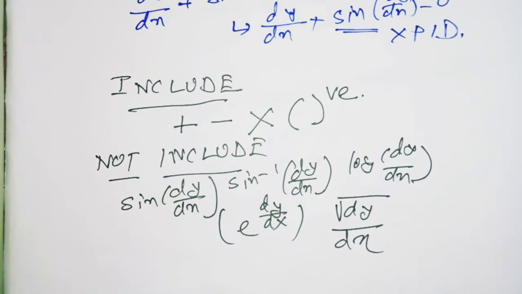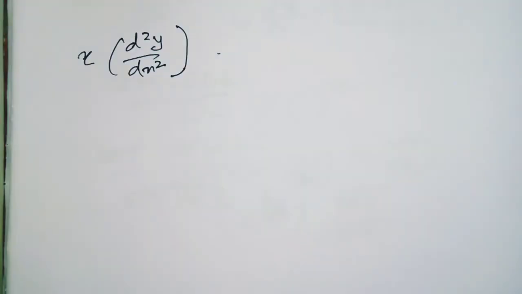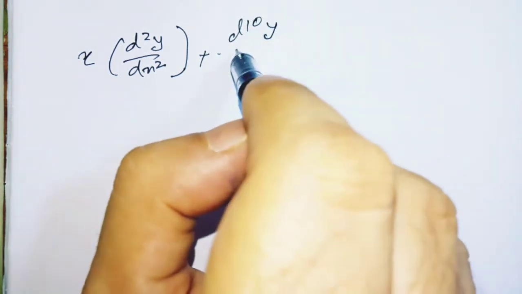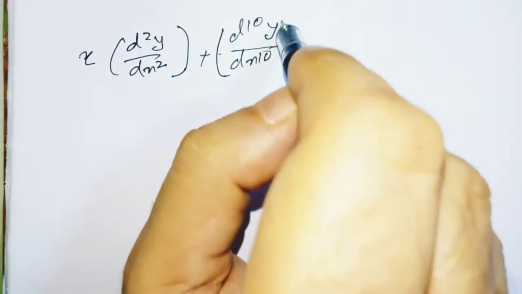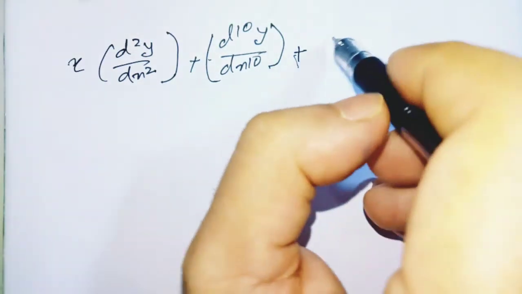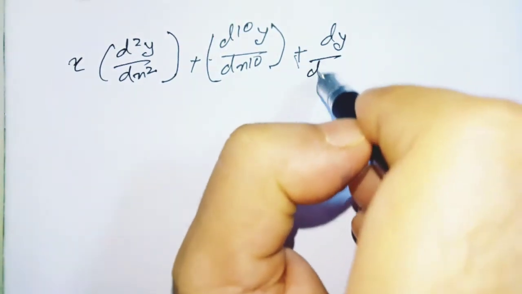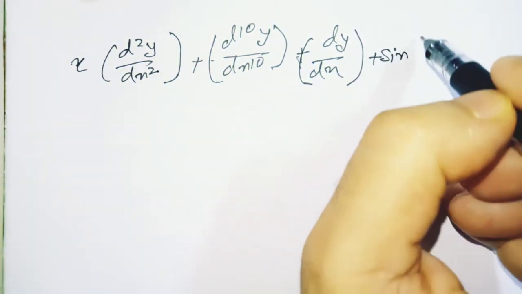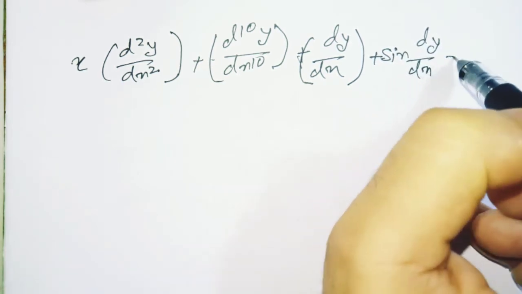Okay, so let me show you the last few examples. If I take an equation, it is a little bit longer, so let me show it for you. So x, I write d2y by dx2 plus I use this term d10y by dx raised to the power 10, clear, plus I would use dy by dx, right, plus sine of dy by dx equals to 0.